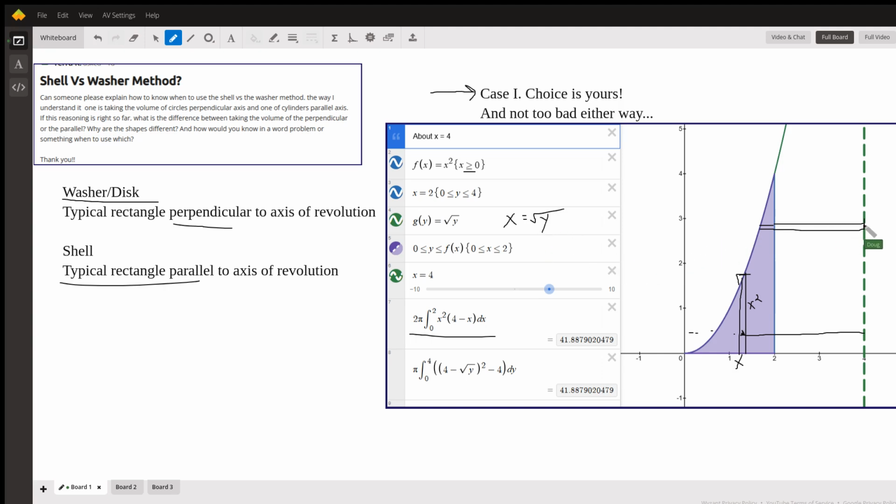So the outer radius from the axis of revolution is this guy right here. 4, the x coordinate at the right, minus the x coordinate at the left. Well, the x coordinate at the left is the square root of whatever y is. That's what this is, and so there's the outer radius squared. The inner radius is 4 minus 2, which is 2 squared, or 4. And of course, multiplied by pi. So you can see I get the same answer either way. Setting up the definite integral and finding an antiderivative, not too bad.